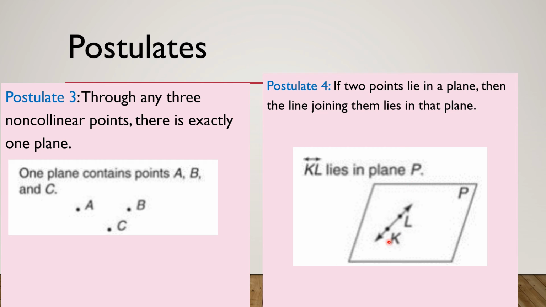But that is true. If the 2 points are nandito sa loob ng ating plane, so syempre, ang line also na nag-connect ng dalawang points yan, nandito rin sa loob ng plane. That is true, di ba?